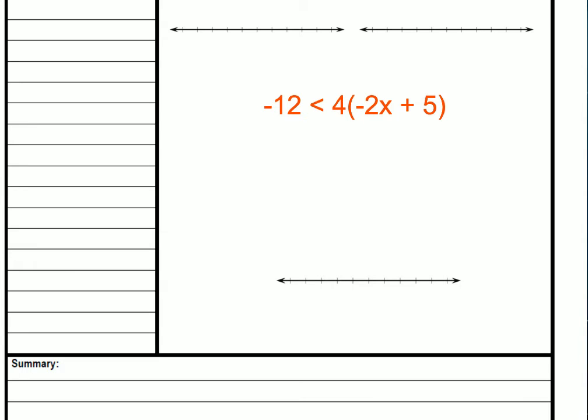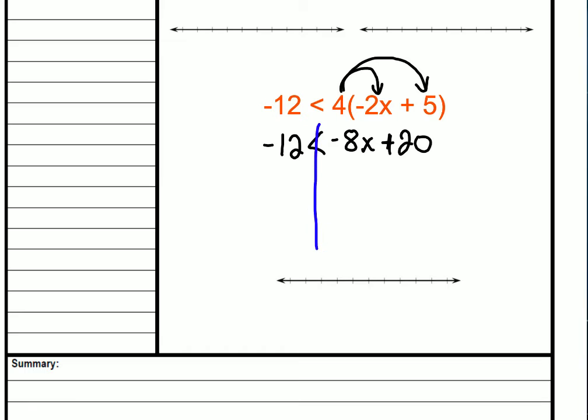For this one, I don't have any like terms that I need to combine, but I do need to use distributive property. That's when that number is right next to our parentheses. So when I think of distributive, I think of those pretty little rainbows. I want to take that 4 times each of the terms on the inside. So 4 times negative 2x is negative 8x. 4 times 5 is 20. So I just use distributive property to rewrite it. The rest of the problem just stays the same. But now that I've used distributive property, I'm ready to go ahead and solve it.